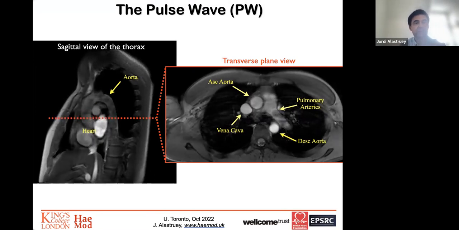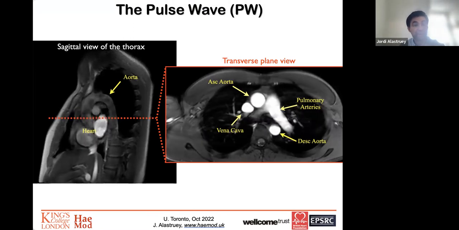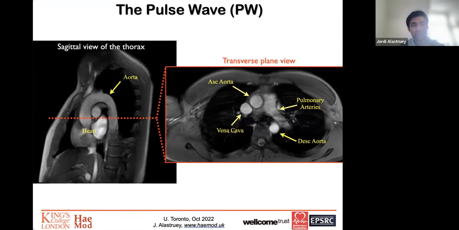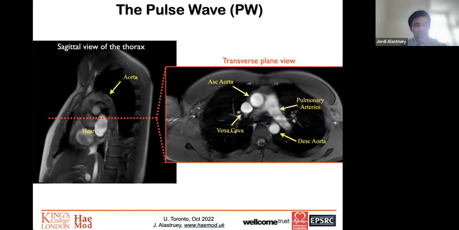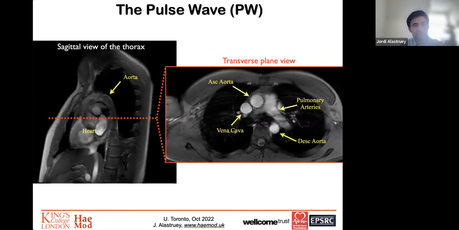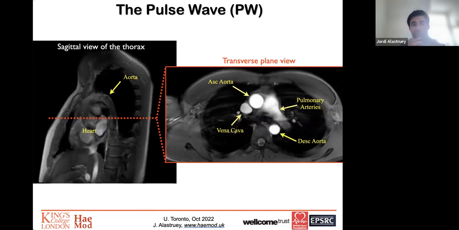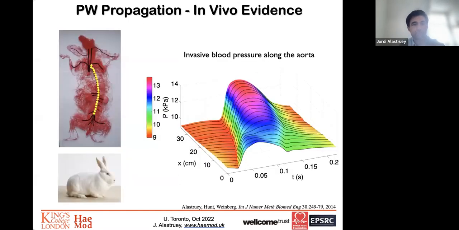And this pulsatile movement of the arterial wall produces changes in blood flow and blood pressure with time and space throughout the arterial system. So physically, this is a fluid structure interaction problem with a strong coupling between the fluid mechanics of blood flow and the solid mechanics of the flexible arterial wall. And this plot provides in vivo evidence of the pulse wave propagating in the cardiovascular system.